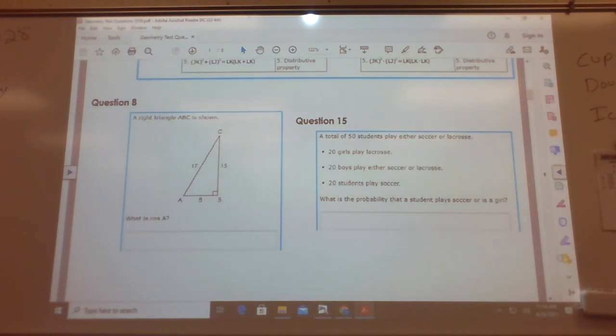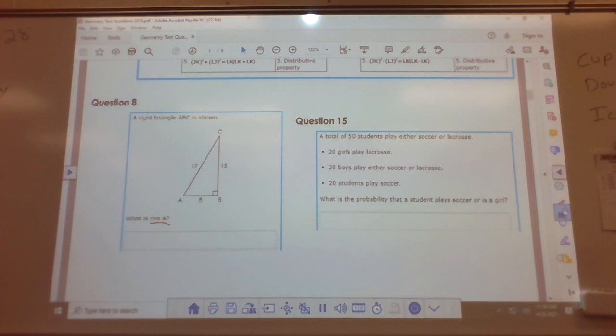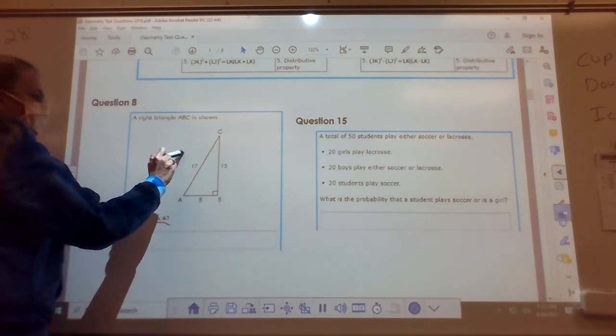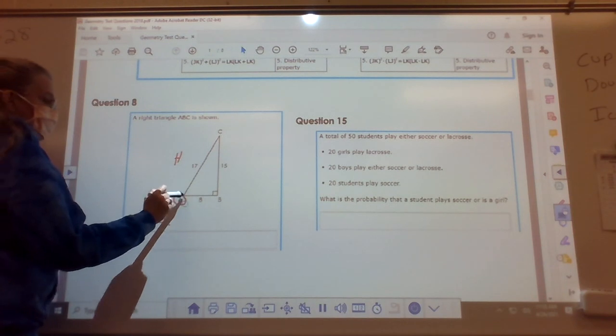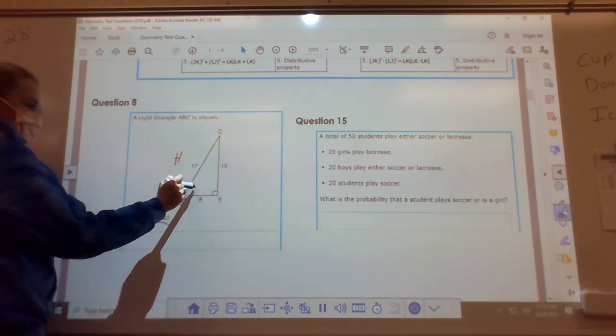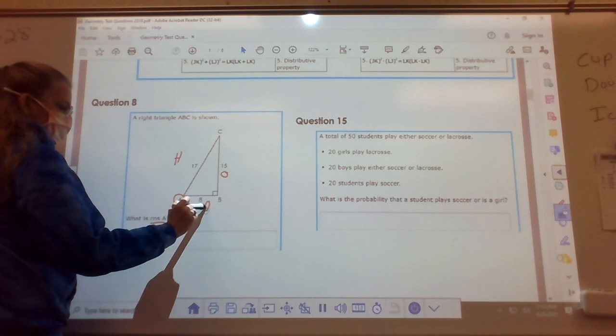Number 8. It says cosine, which is a trig function. Anytime I did anything with a trig function, I marked the sides first. So which side is the hypotenuse? 17. It says I'm going from A. Which side is opposite? 15. So if I walk to the other side, that's the opposite. So this must be adjacent.